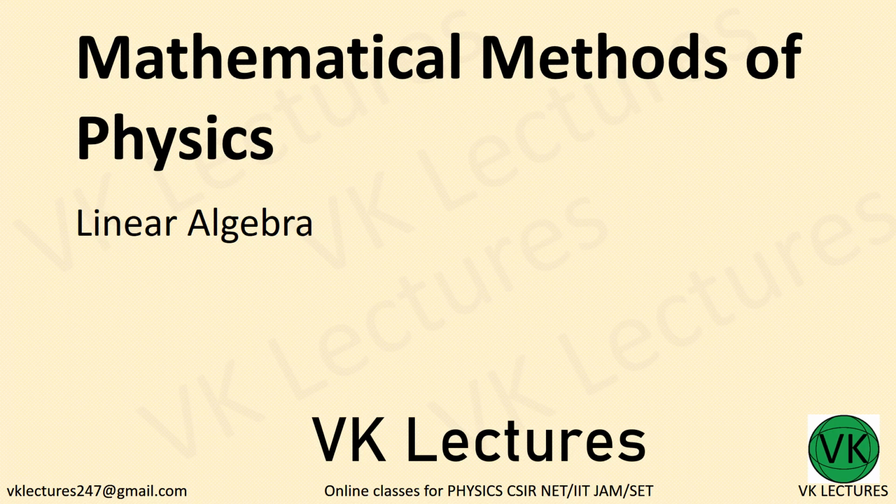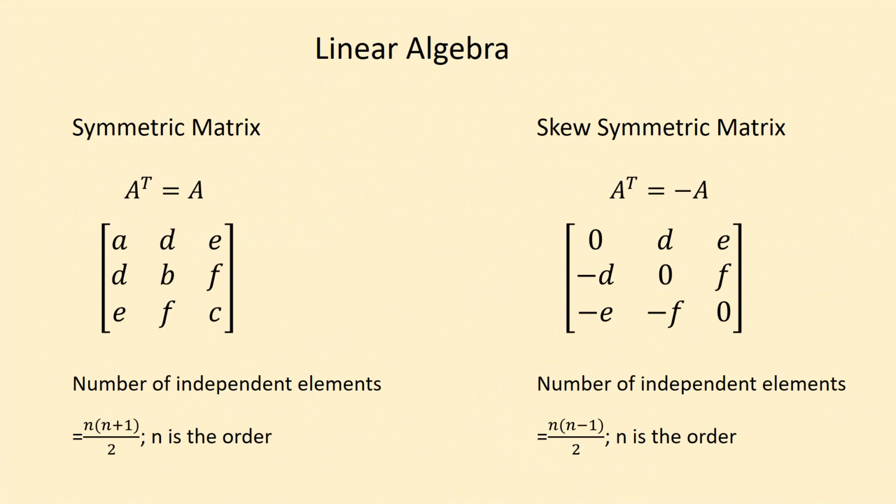Here we are going to discuss the linear algebra of mathematical methods of physics. Linear algebra. We can classify the matrices into two categories. Either it can be a symmetric matrix or a skew symmetric matrix. Now what do you mean by a symmetric matrix? If you have a matrix A and you take the transpose of that matrix, and you get the same matrix A, then A is said to be symmetric.